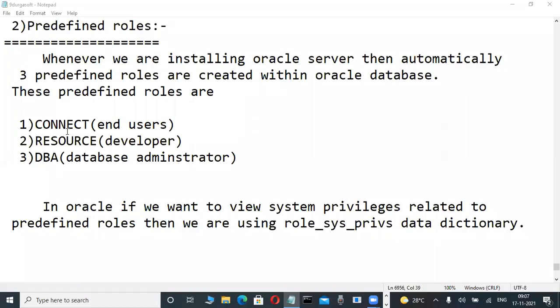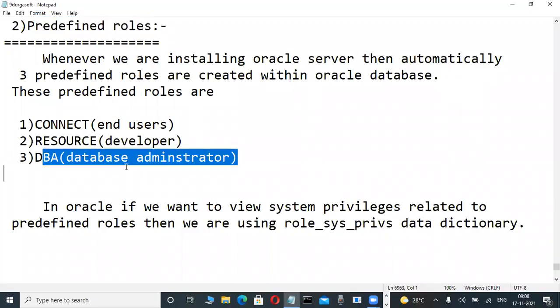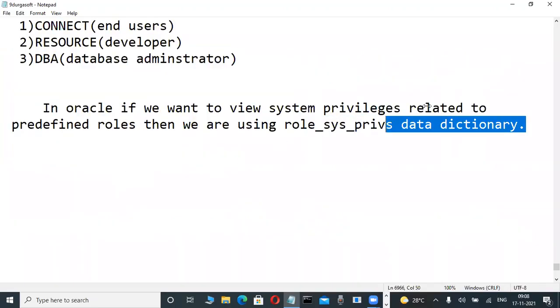System privileges to the user. That is the company side, project side. But why are we learning these seemingly unnecessary things in our class? If you want to understand predefined roles, connect, resource, DBA, you must be familiar with the data dictionary. Otherwise, you can't understand. That's why yesterday I was telling only role_sys_privs.